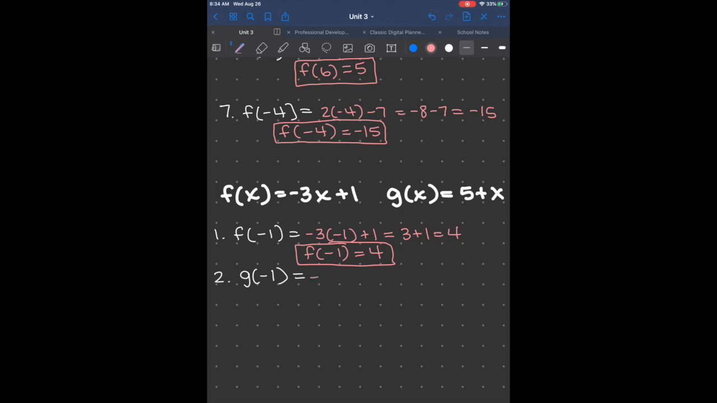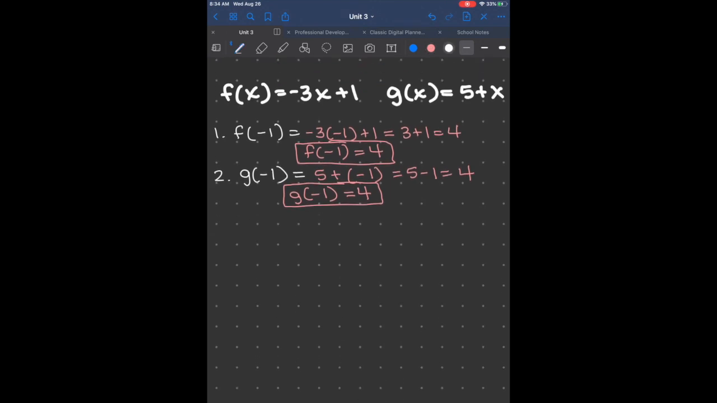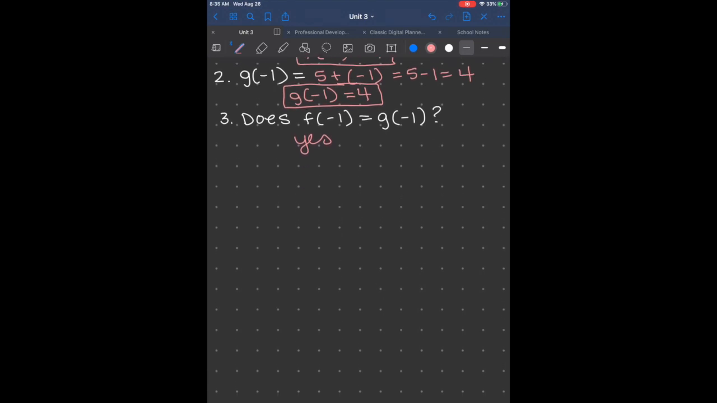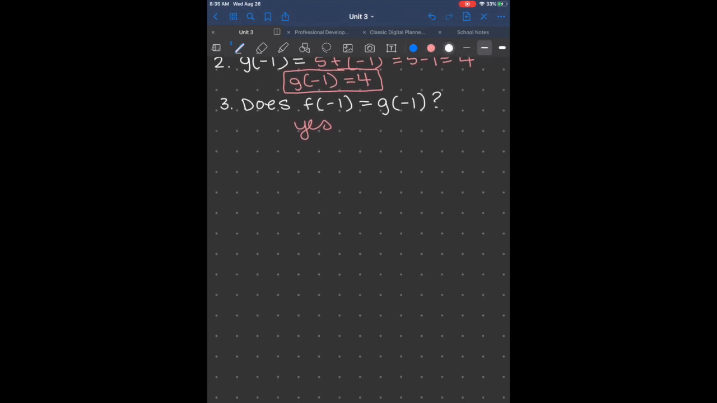And then we can also plug that into the g equation. So g of -1 means we do 5 plus -1, and that equals 4 as well. So g of -1 also equals 4. So now we ask ourselves the question, does f of -1 equal g of -1? Since they both equal 4, we would say yes.